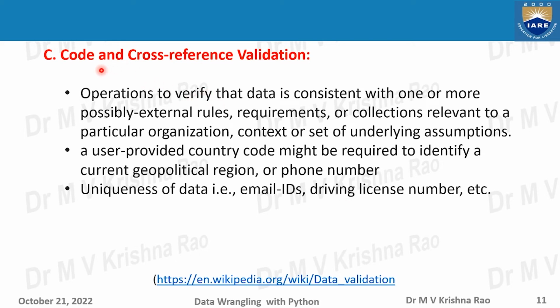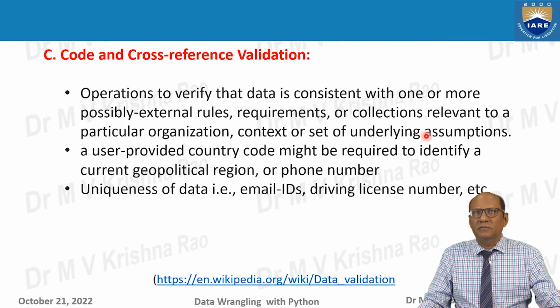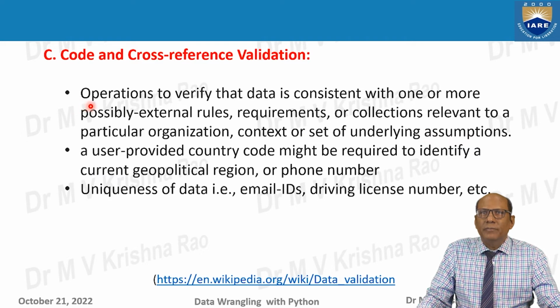Then code and cross-reference validation. What is this code and cross-reference validation? Operations to verify that data is consistent with one or more possibly external rules, requirements, or collections relevant to a particular organization, context, or set of underlying assumptions. So I will read it again. Here, code validation is one and cross-reference validation is two. What does this consist of?